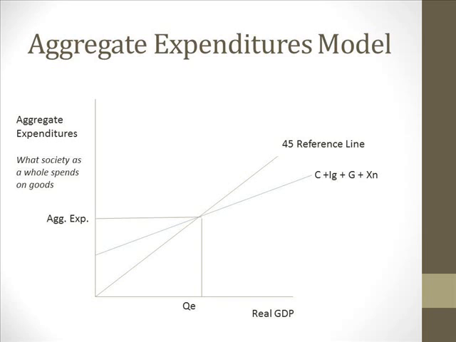Next, we mark the equilibrium point, so where the aggregate expenditures line intersects the 45-degree reference line, that's equilibrium. That is where the economy is currently functioning, so how much is actually being spent on goods and how much real GDP is created in the society. Below, after we do the consumption model, we'll break apart some elements here of the graph.